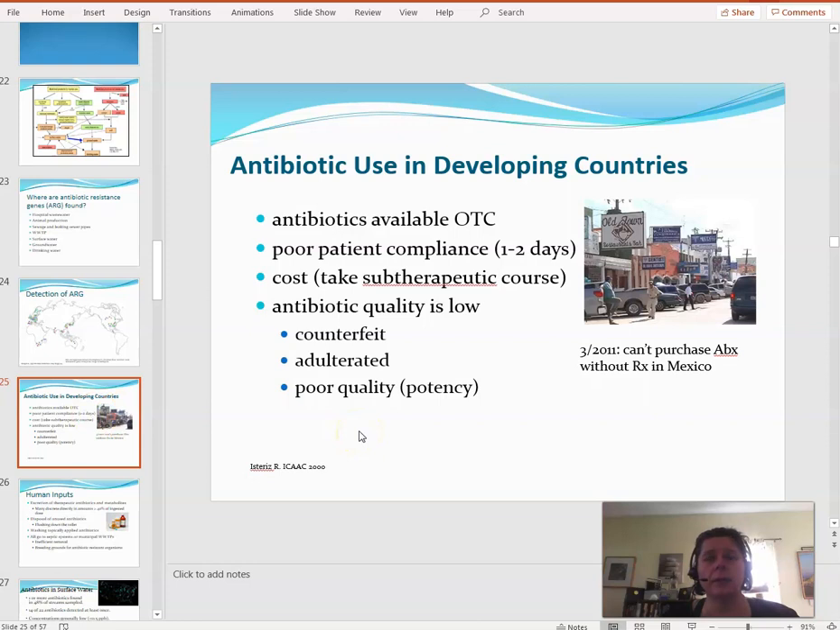Antibiotic use in developing countries can be very interesting. A lot of antibiotics in developing countries are available OTC, which stands for over the counter, so you can walk in and just purchase them. Now, as of 2011, you can't purchase antibiotics in Mexico without a prescription. People used to say, oh, just go down to Mexico and pick up tons of penicillin. Now you actually have to talk to a doctor or a physician's assistant. You have to have a reason you need antibiotics. You have to have testing. So you can't just cross the border and pick up the drug. There are other drugs you can pick up that way.